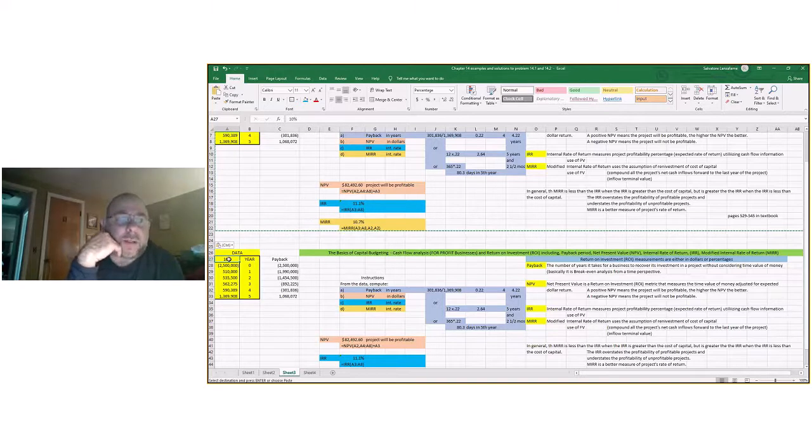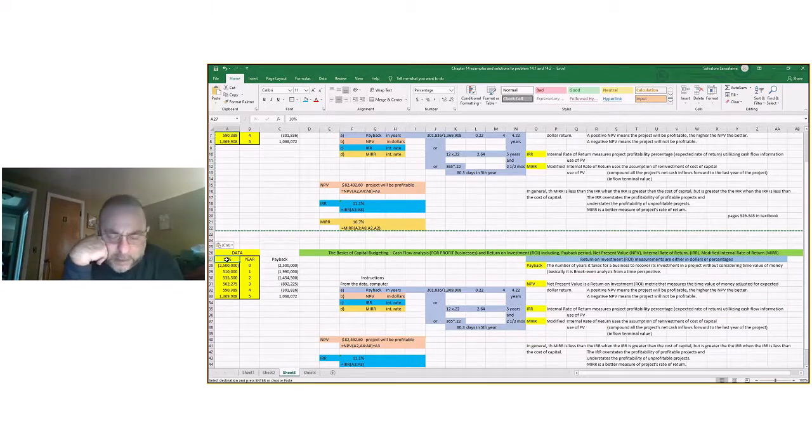If you said no change, you're right, because payback is all based on how many years it takes you to get your money back. So payback would be exactly the same. So if I change this from 10% to 11%, our payback answer would be the same.